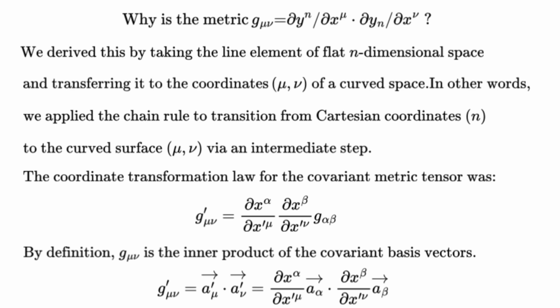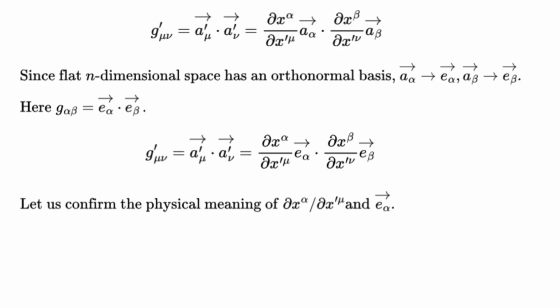by definition, g mu nu is the inner product of the covariant basis vectors. Since flat n-dimensional space has an orthonormal basis, A alpha becomes E alpha and A beta becomes E beta, here, G alpha beta equals E alpha dot E beta. Let us confirm the physical meaning of partial x alpha over partial x prime mu and E alpha.